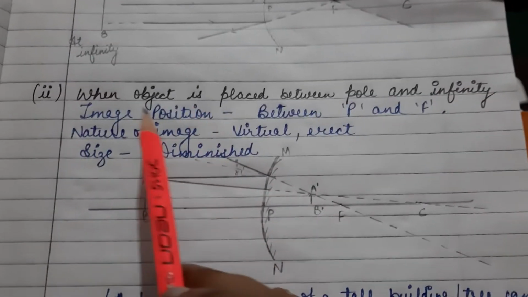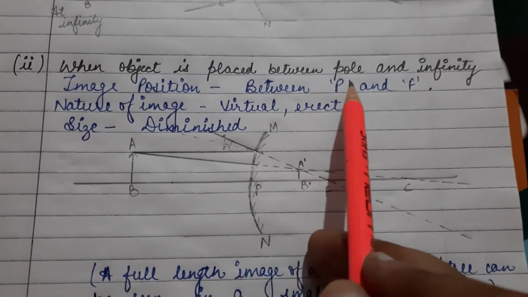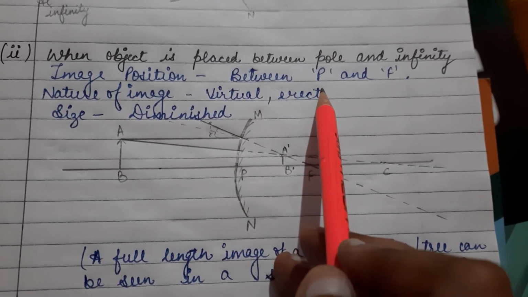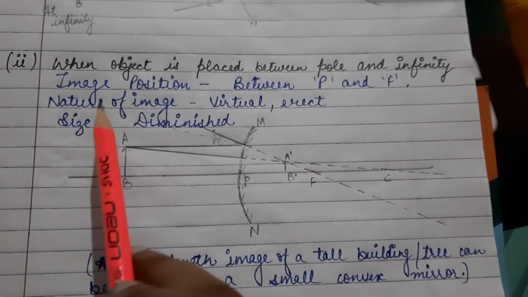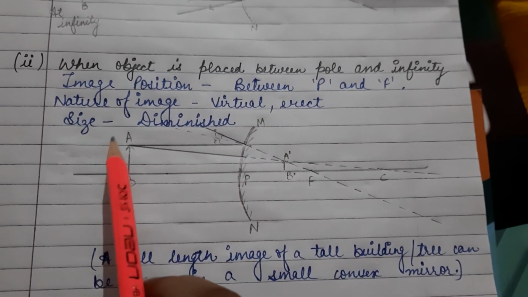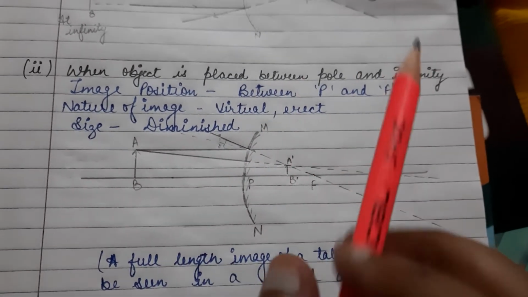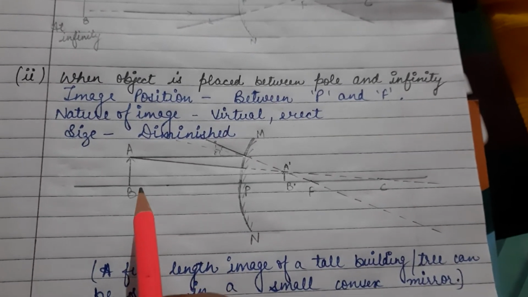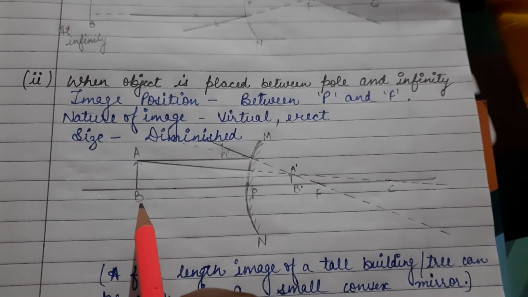Now here is the second one. When the object is placed between pole and infinity, the image position will be between P and F. The nature of the image will be virtual and erect. The size will be diminished, यानी कि object के actual size से वो काफ़ी छोटा बनेगा. So here is the object, that is AB.